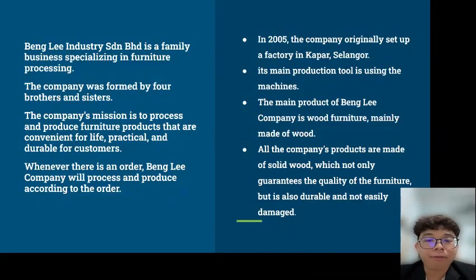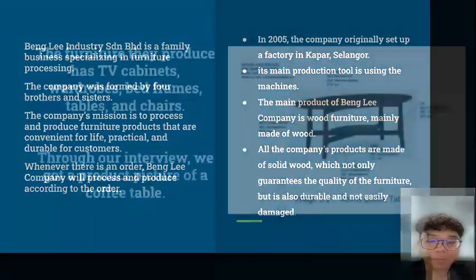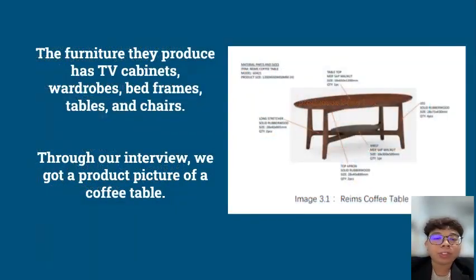In 2005, the company originally set up a factory in Kapar, Selangor. Its main production tool is machinery. The main product of Bentley company is wood furniture. All the company's products are made of solid wood, which not only guarantees the quality of the furniture, but is also durable and not easily damaged. The furniture they produce includes television cabinets, wardrobes, bedroom furniture, tables and chairs.